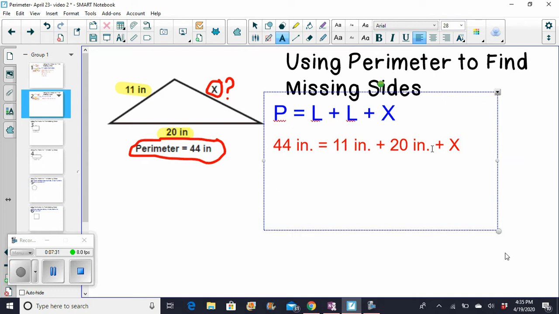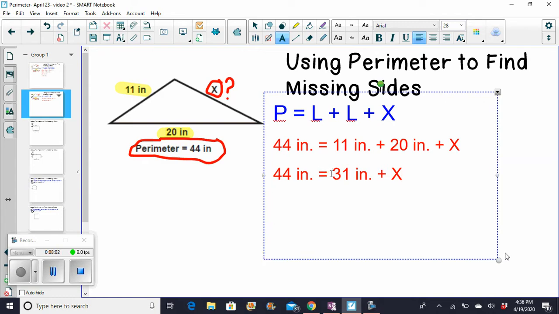Write this down, and let's go ahead and do some combining. So our perimeter stays the same. 44 inches equals. Now we're going to combine these first two values, 11 inches plus 20 inches. 11 plus 20 is going to give you 31, plus x. If this throws you off by having the perimeter coming first, followed by the equal sign, you can always flip this around and say 31 inches plus x equals a perimeter of 44 inches.